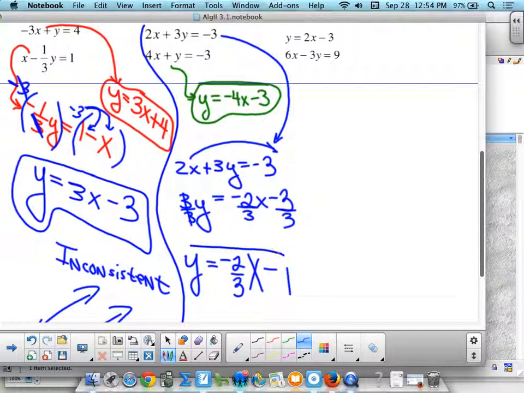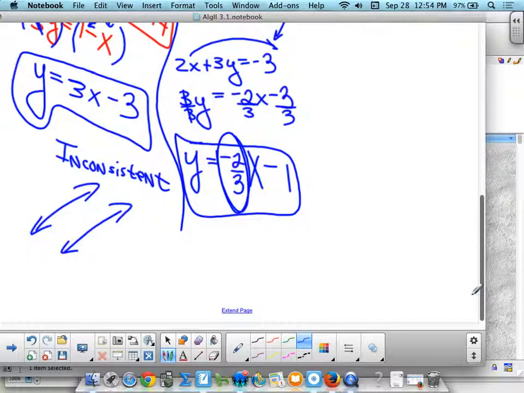Guys, compare the slopes. Negative 2/3 compared to negative 4. Different slopes. What kind of system is this? Independent. Which basically means you have two lines that cross. You get one answer.